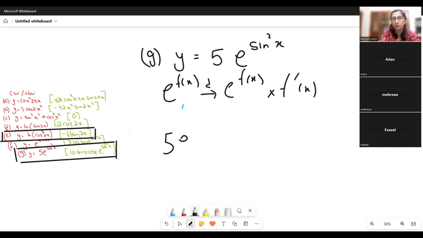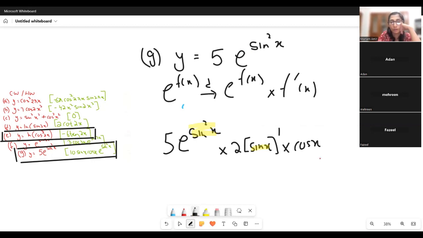5 is 5. The derivative of e sine square x is e sine square x, but then we have to differentiate this with it. So times the derivative of sine square x would be, first we'll apply the power rule, 2 sine x power 1, and then we have to differentiate the inside again, which is going to be cos x. So we're getting 10 cos x sine x e sine square x.